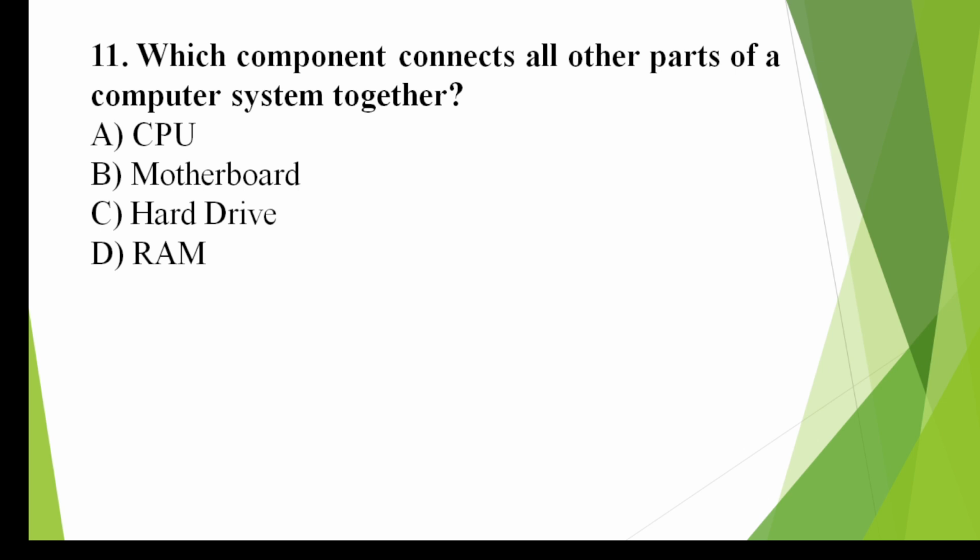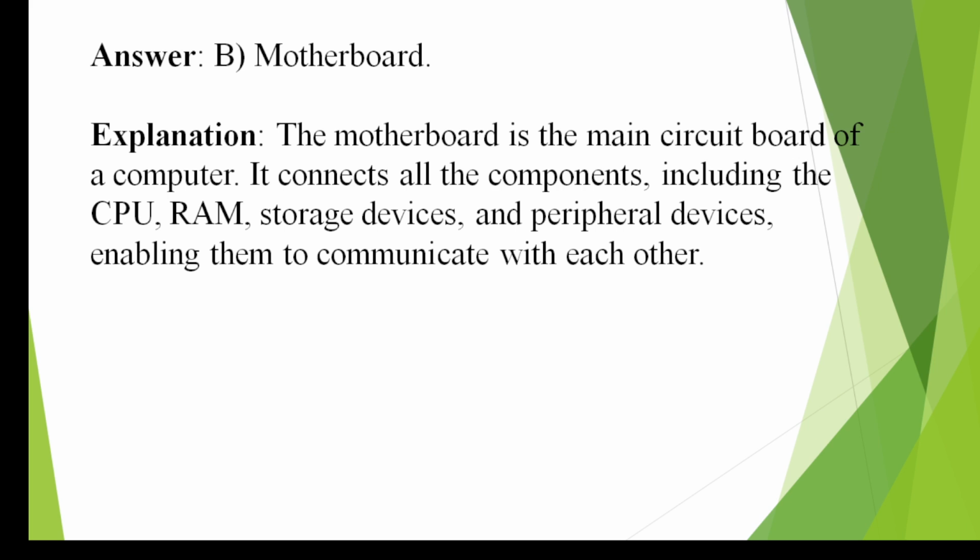Let's move to question number 11. Which component connects all other parts of a computer system together? A. CPU, B. Motherboard, C. Hard drive, D. RAM. The correct answer is motherboard. Explanation: the motherboard is the main circuit board of a computer. It connects all the components, including the CPU, RAM, storage devices, or peripheral devices, enabling them to communicate with each other.